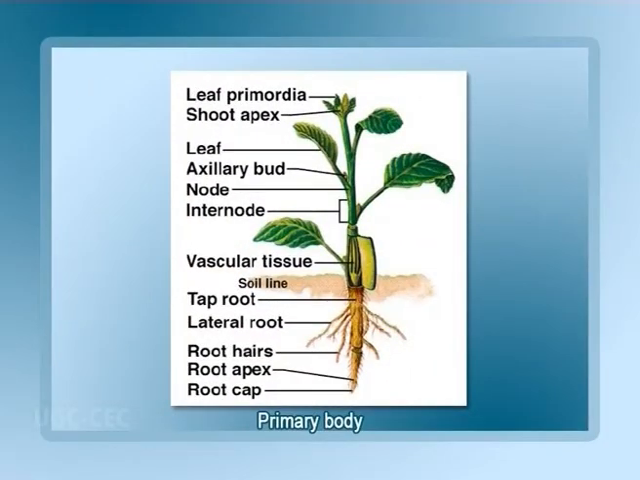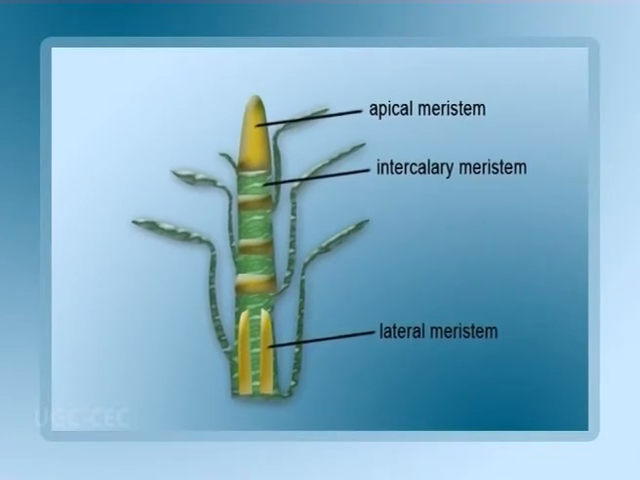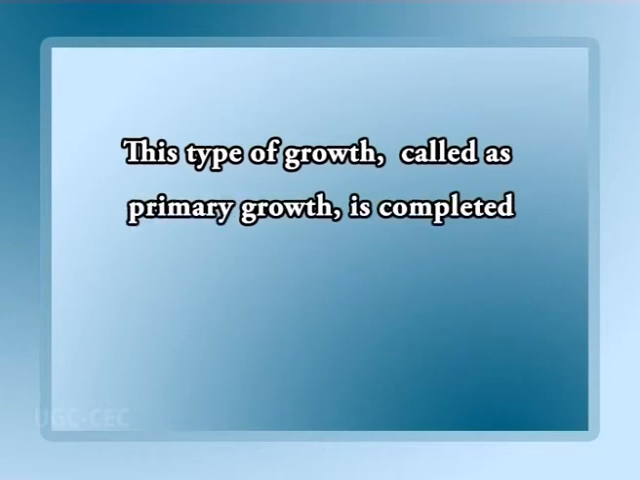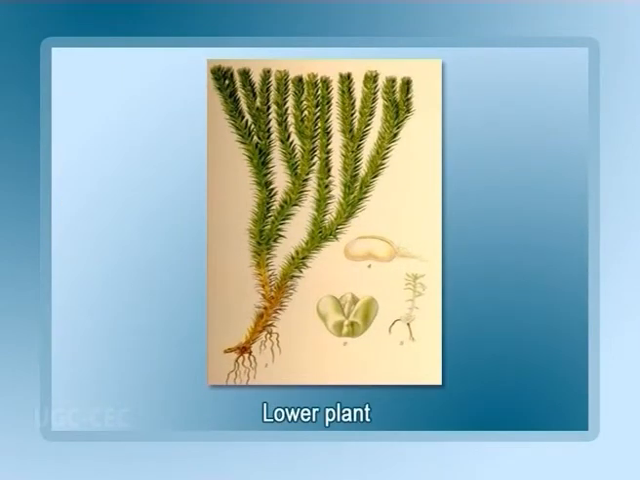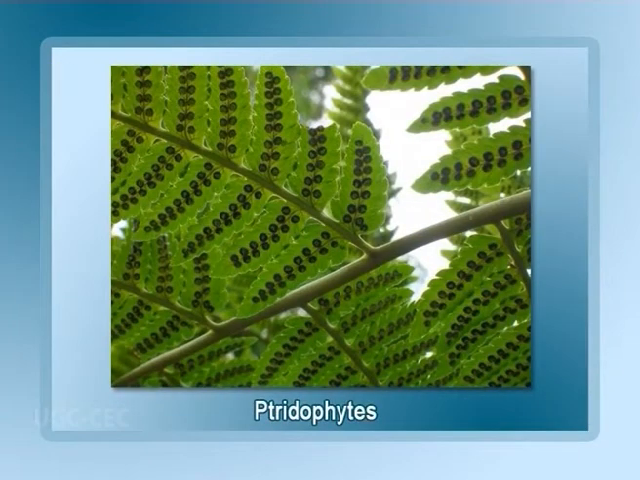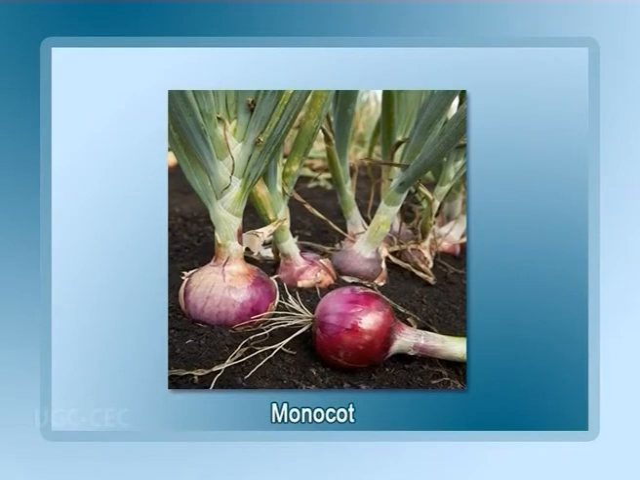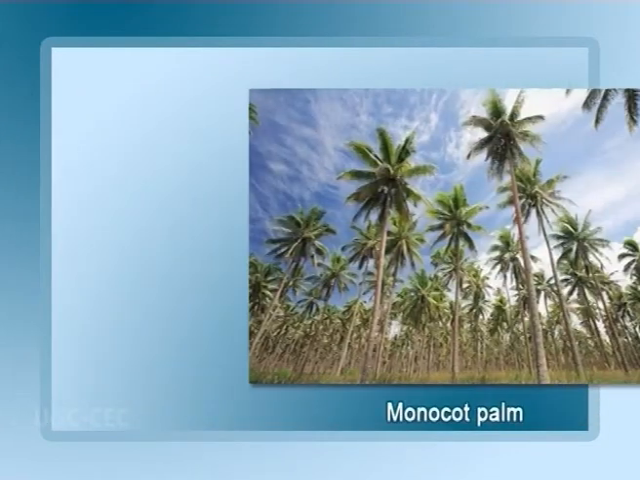Primary growth. Formation of the primary body of a plant results due to the continuous divisions in the apical meristem. It is responsible for the development of fundamental parts of the plant and to some extent growth in its thickness. This type of growth, called primary growth, is completed within a few weeks of the first year of the plant. In lower vascular plants, like pteridophytes, and in a class of higher plants, that's monocots with a few exceptions, this primary structure remains as such throughout the life of the plant. It makes a plant structurally and functionally self-reliant.